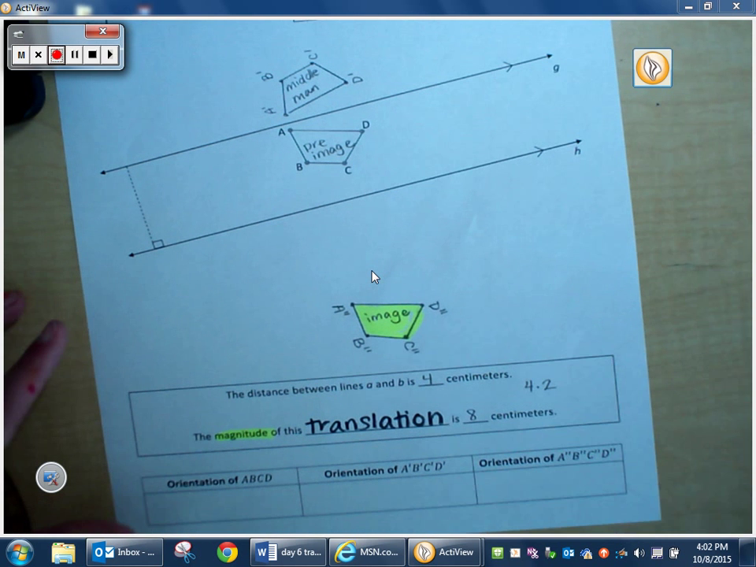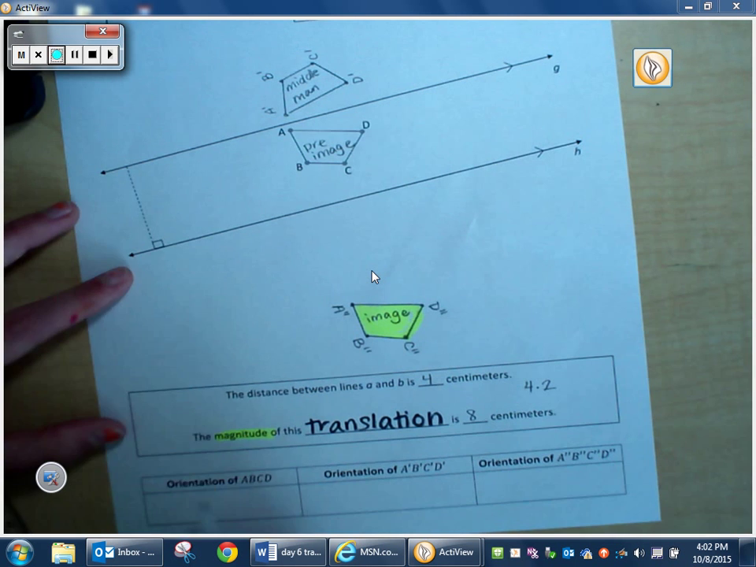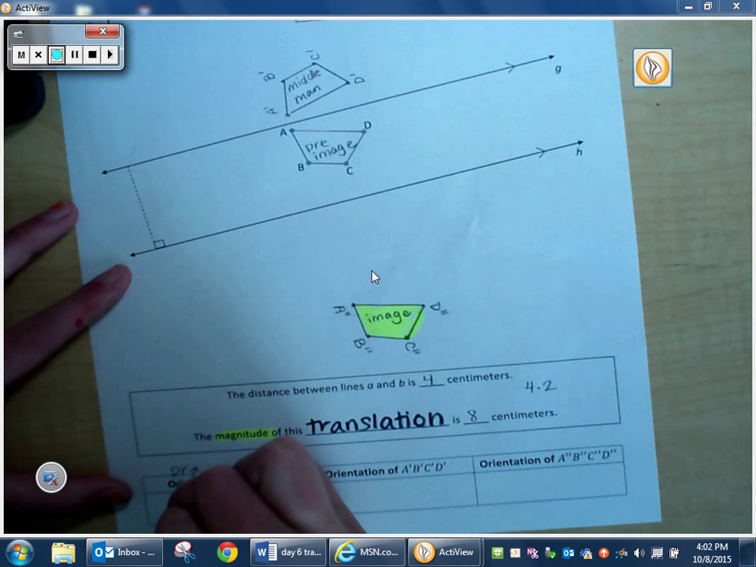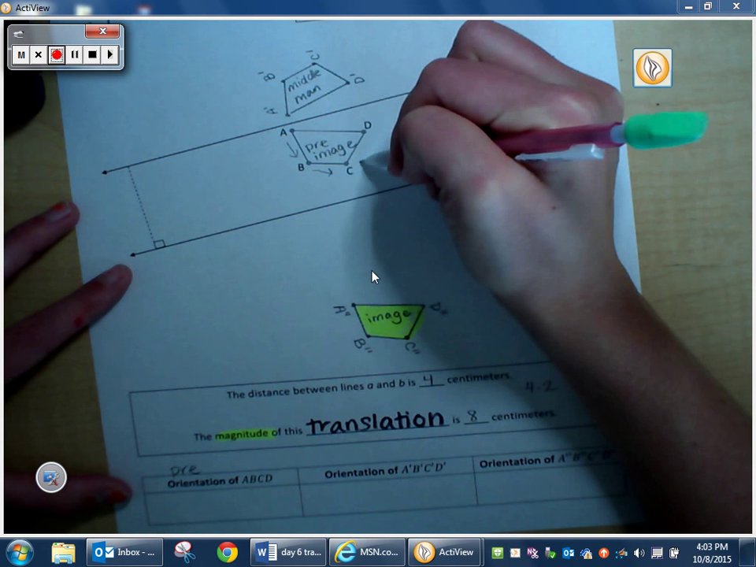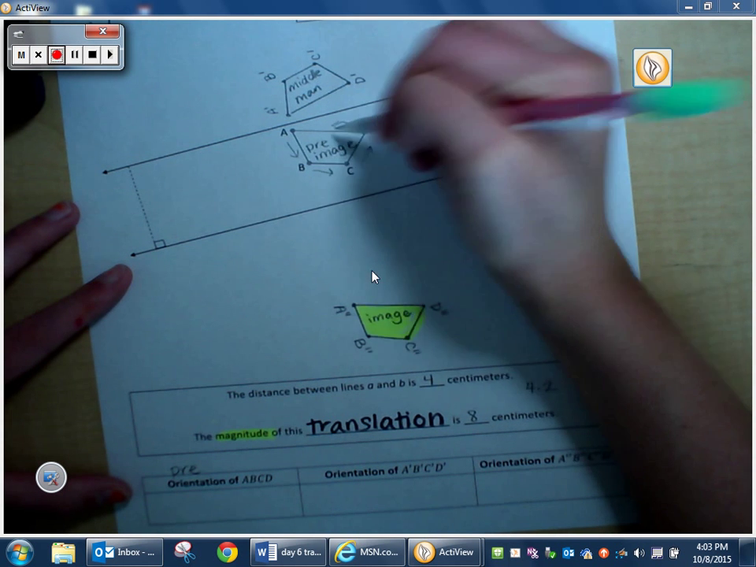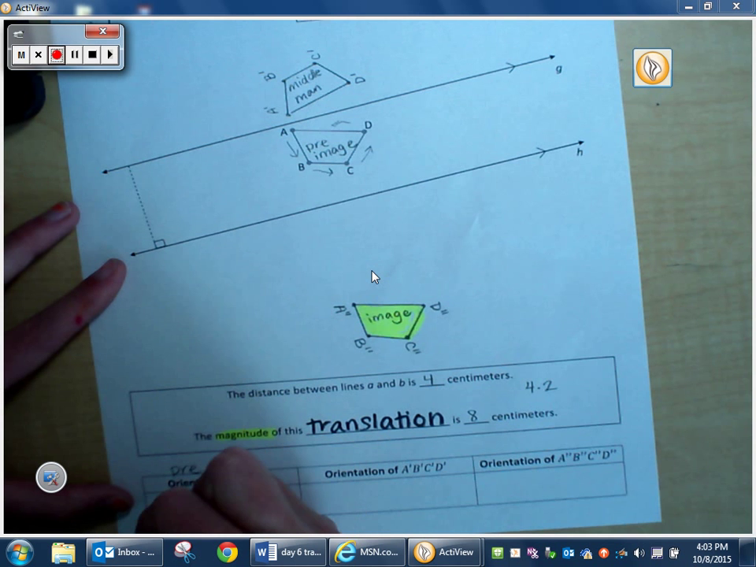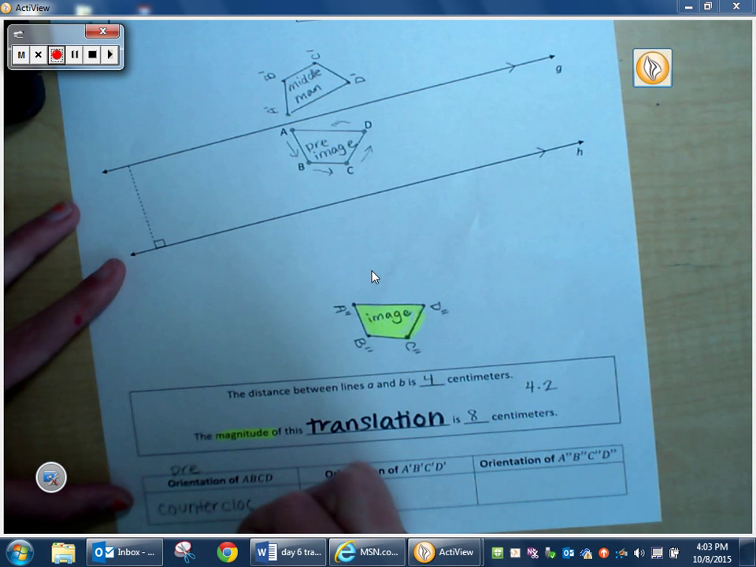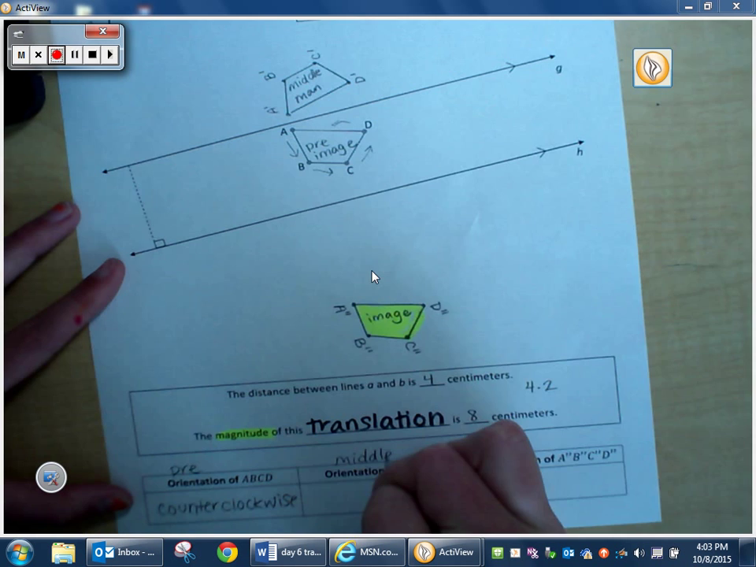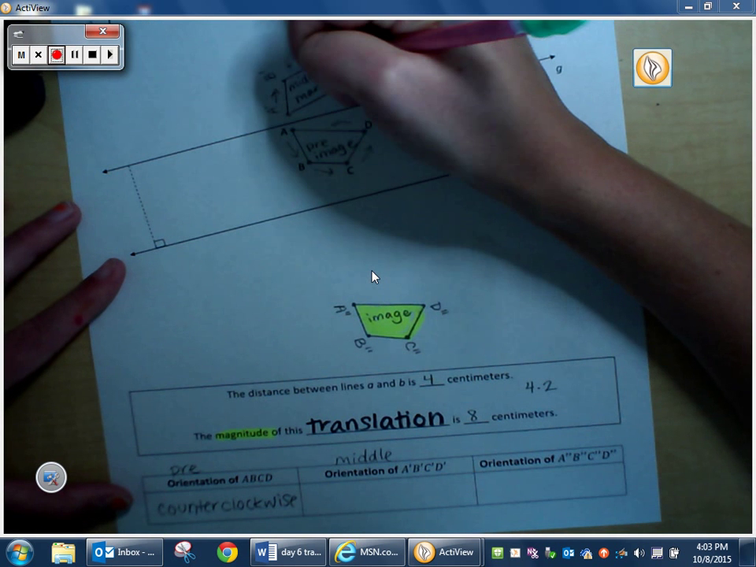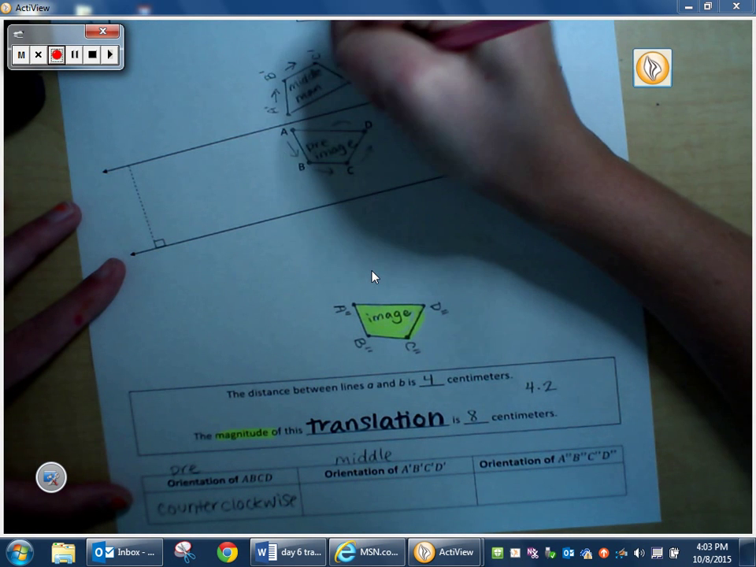The next thing you want to see is if orientation is preserved. So if I start at my pre-image, if I go from A to B, over to C, and back to D, that's going counterclockwise. If I go to my middleman, he's going clockwise.